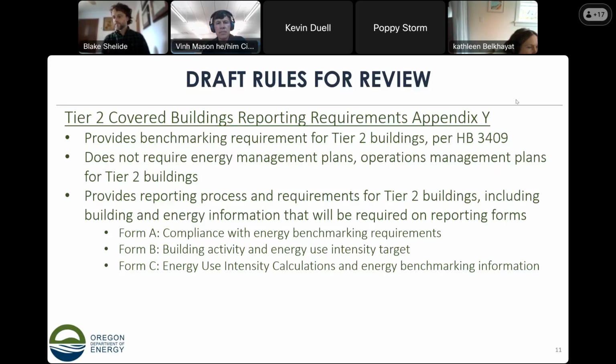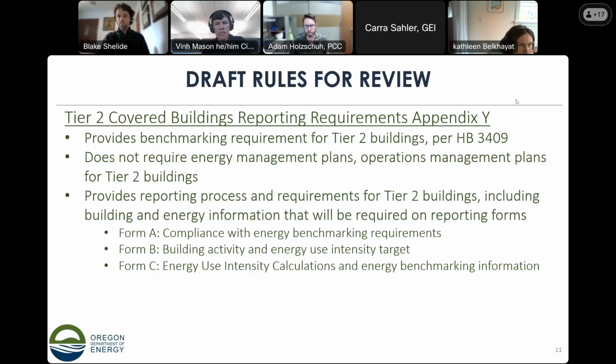Adam? Yeah, a question on how to deal with campuses. We have a couple of campuses with very connected building energy meters, and how that would be addressed in this process.